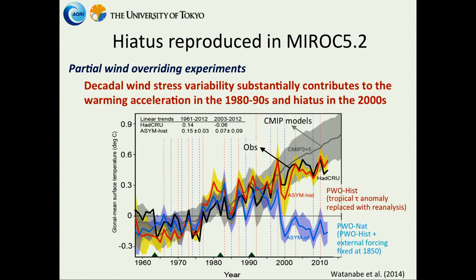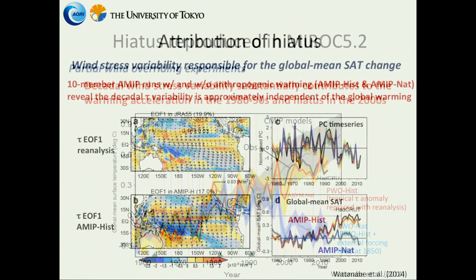The observed wind stress anomaly, intuitively we think, may not include too much of the global warming or anthropogenic signal. And later we confirmed that that is the case. Therefore, these two runs may be used to estimate the contribution to the hiatus from anthropogenic forcing and natural variability.